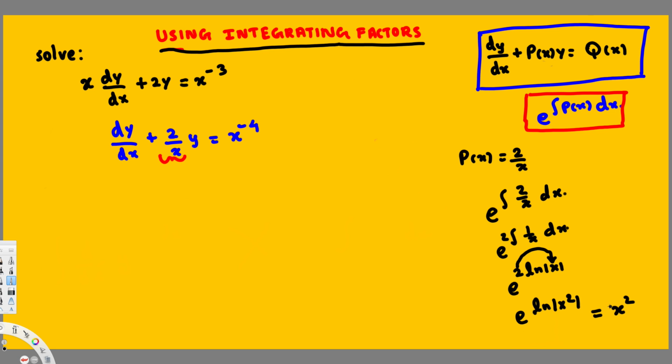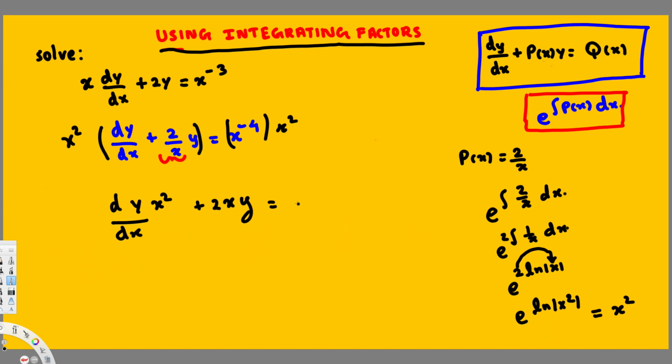Now we can go ahead and multiply. When we get the integrating factor, we multiply it on both sides. So we multiply this side by x square and also the other side by x square. If you multiply this side by x square, that's going to become dy over dx times x square, and the next one is going to be 2x, right? 1x cancels and we are going to have 2xy. After that, if you multiply the other side by x square, that's going to give us x to the minus 2.